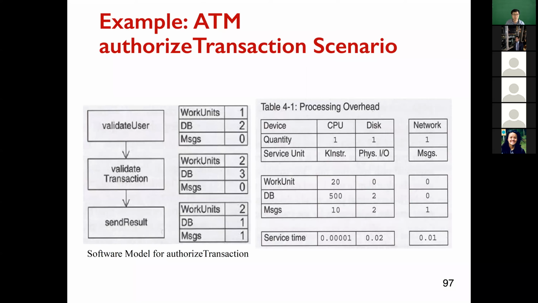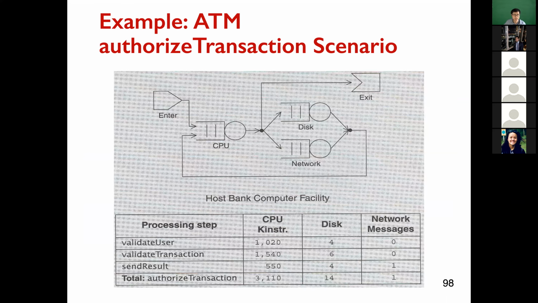Let's see the same example. This is the example for the auto transition scenario of the ATM, right? We remember this one. On the left, we see the software resource requirements for each step. On the right is a process and overhead matrix, which maps the software requirement units to the hardware units, right? And then how we do the calculation of the service time, right? So we first look at each basic step, how many hardware resources they need. We already did this calculation before. We just review, right? For example, for validate user, we calculate and we get 1,020K instructions for CPU usage and 4 disk IO and 0 message.